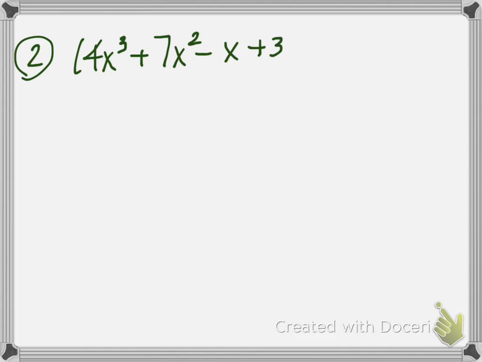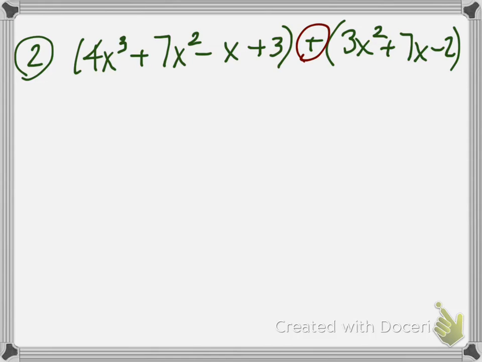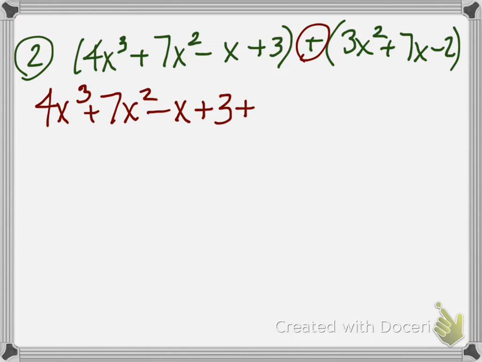Number 2 is 4x to the third plus 7x squared minus x plus 3 plus 3x squared plus 7x minus 2. So when we have addition now, I don't have to worry about changing anything anywhere. So I'm just going to copy this again without the parentheses. Not something you have to do, but something that makes it a little bit easier for me, especially when we're doing the subtraction. And now I look for my like terms.